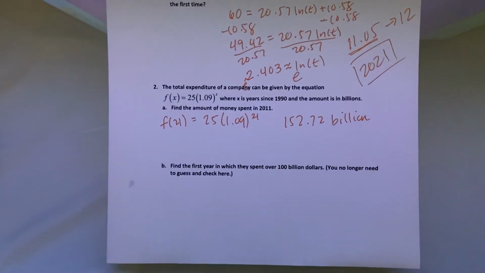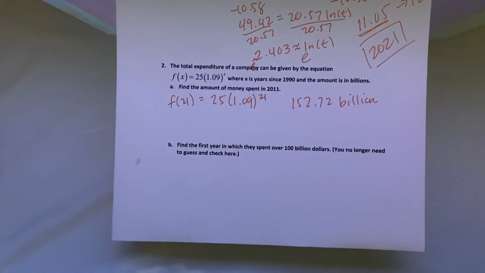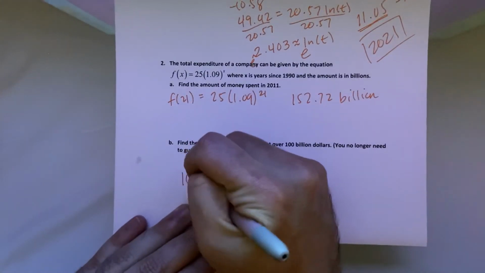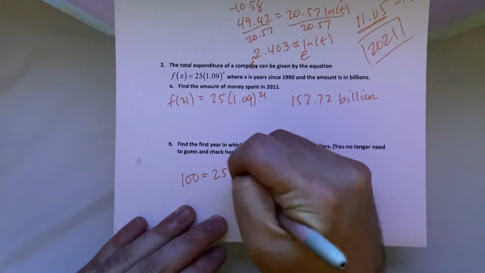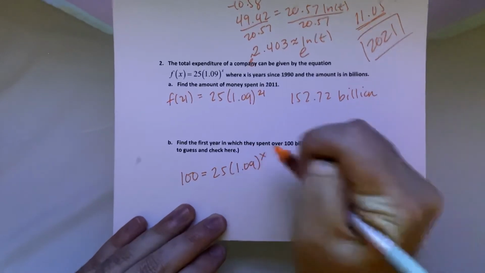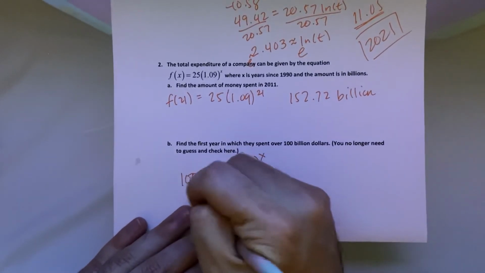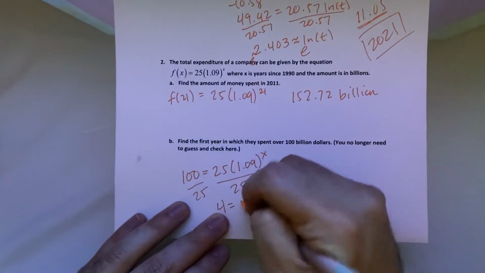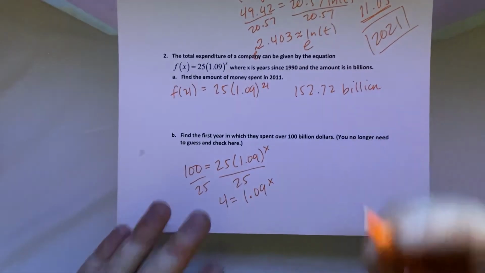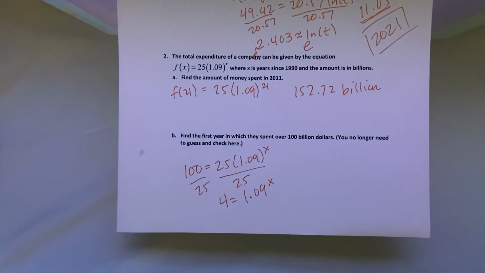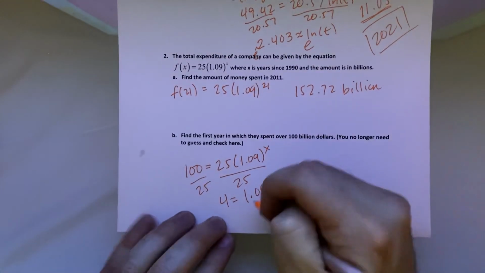So 152.72. Now find the first year in which they spent over $100 billion. You don't need to guess and check this. You just put 100 over here. Equals 25 times 1.09 to the x. Divide by 25. 4 equals 1.09 to the x. So in the past, you would have had to check values. Here, we know how to get this.